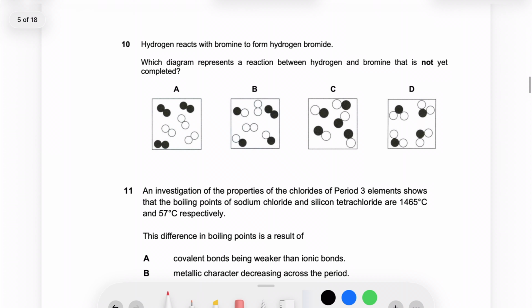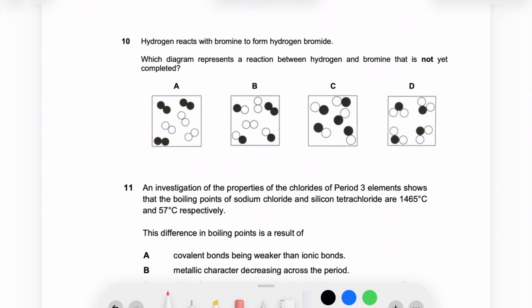Question 10. Hydrogen reacts with bromine to form hydrogen bromide. So the formula is HBr. So which diagram shows a representation that is not yet completed? So you should still have some remaining H2 and bromine molecules. So should be this one. So this can be H2, then this is your Br2, then this HBr. Alright, so answer would be B.